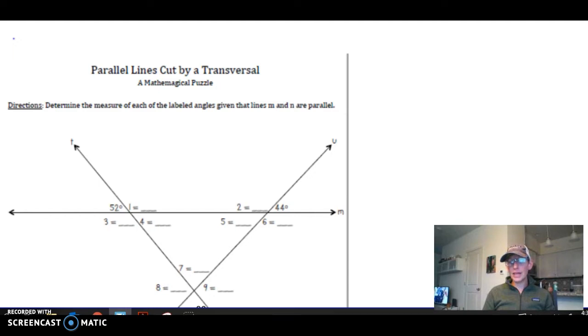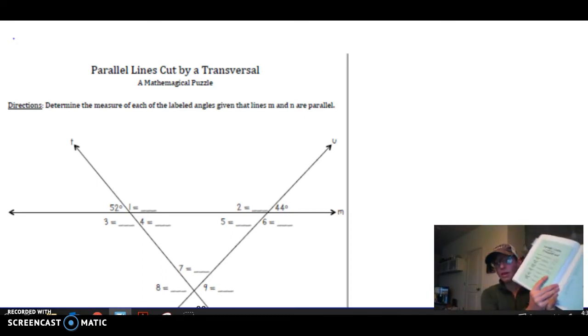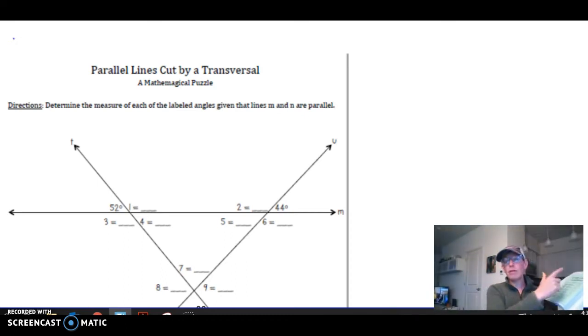One piece of advice is to have your INV open to, and I'll see if I can find it in mine, the green piece of paper. Yep, right there. It looks like that. That's going to have a lot of really important vocabulary with a definition and a little picture for what we're going to use to solve this problem. So this is called a magical puzzle.